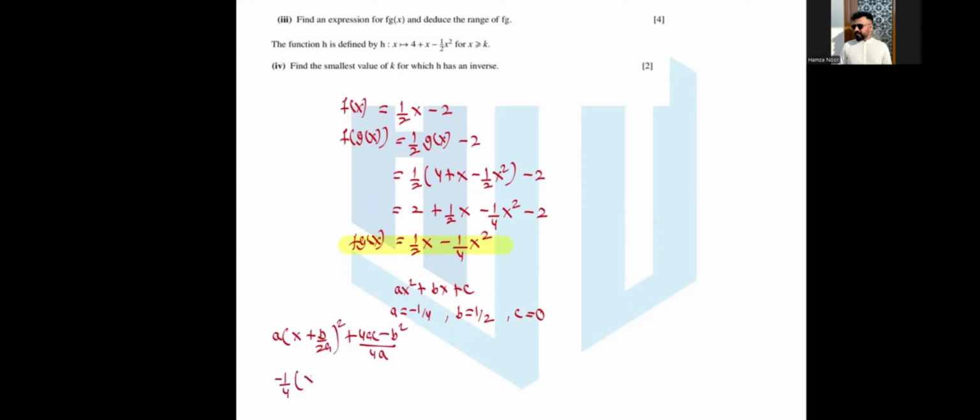So I can say that minus 1 over 4 multiplied by x plus half divided by 2 times minus 1 over 4, and this is whole squared, and then plus 4 times minus 1 over 4 times 0 minus half squared, and then completely divided by 4 times minus 1 over 4. All right, so minus 1 over 4 outside, and inside the bracket, 0.5 divided by 2 times minus 0.25. So inside the bracket x minus 1, and this is whole squared, and then we evaluate 4ac minus b squared over 4a. The value of 4ac minus b squared divided by 4 times a is positive 1 over 4.